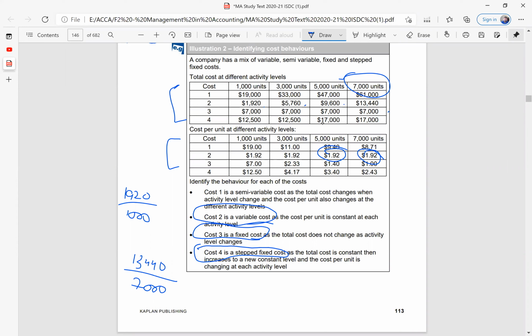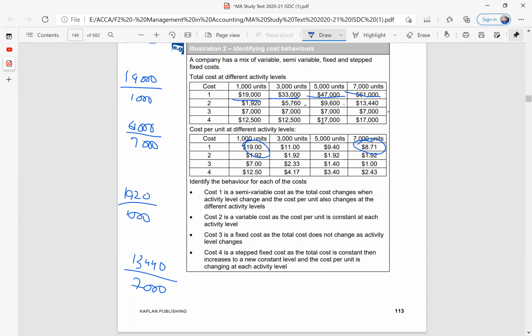Now, one last cost. 19,000, 33,000, 47,000, 61,000. Again, we don't know whether it is semi-variable or variable. Let's check 19,000 divided by 1,000 and 67,000 divided by 7,000. If you see 19 and 8.71, there is a major difference. So this becomes a semi-variable cost. Why? Because this is not constant in total, neither is it constant in per unit.